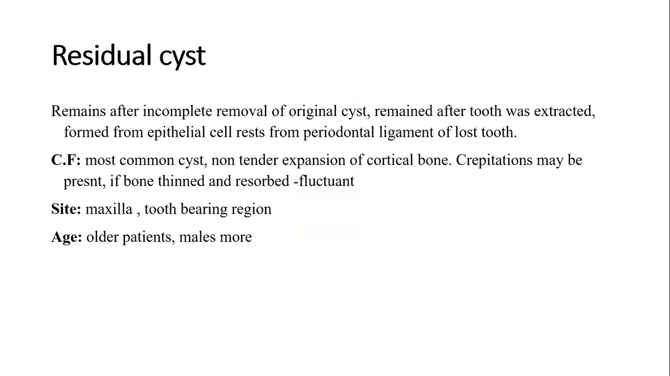Next one is residual cyst, which remains after incomplete removal of an original cyst, or remains after the tooth was extracted, formed from epithelial cell rest from the periodontal ligament of the lost tooth. Clinical features: non-tender expansion of cortical bone, crepitations may be present. If the bone is thinned and resorbed, it will be fluctuant. Site is maxilla, tooth-bearing region. Seen in older patients, males are usually affected.